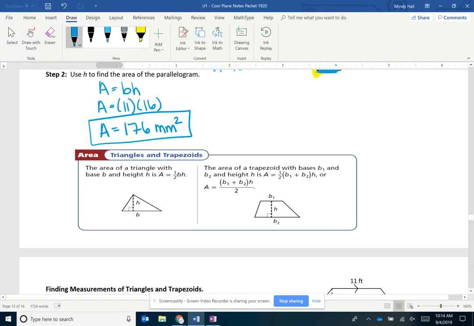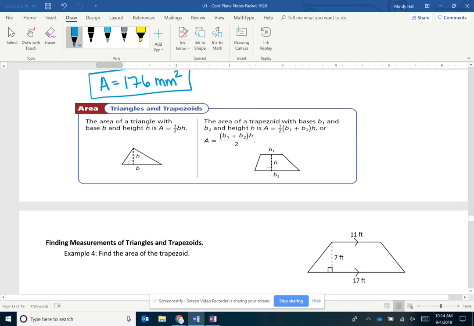So our next shape is triangles and trapezoids, and they are very, very similar to each other. So area of a triangle is 1/2 base times height, and area of a trapezoid can be written one of 2 ways. You can write it as 1/2 base 1 plus base 2 times height, or base 1 plus base 2 times height divided by 2. Regardless, you are going to have to divide by 2 for both of these. And another way you can write the area formula for a triangle is base times height divided by 2.